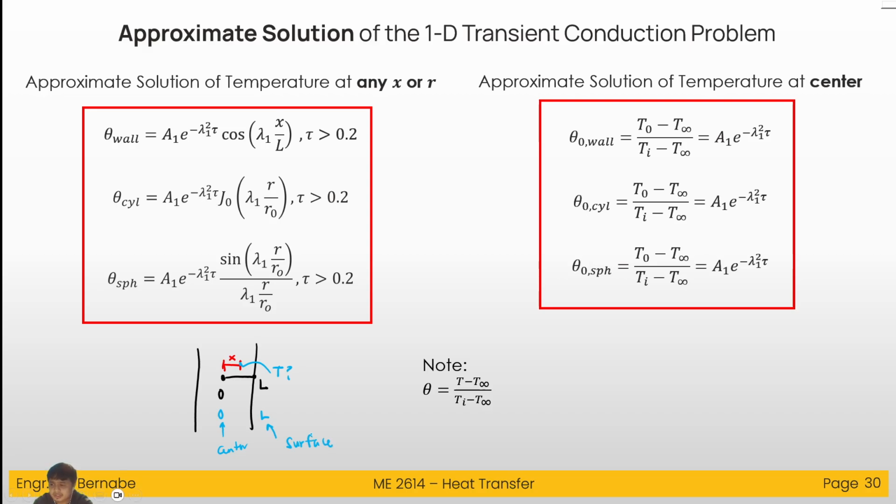So if you simplify this, when it is at the center, when x is equal to 0, and also for this, if r is equal to 0, it will reduce to this value, or this equation. So they are the same, technically. And if you want to find the temperature of the surface, you can just have L over L. So this will be just 1, no?